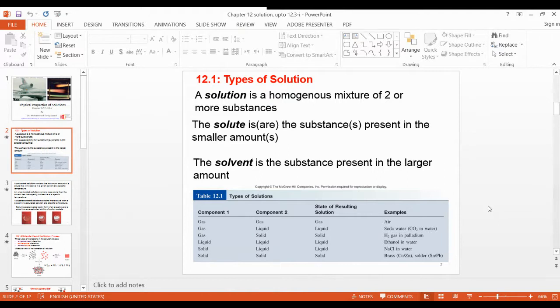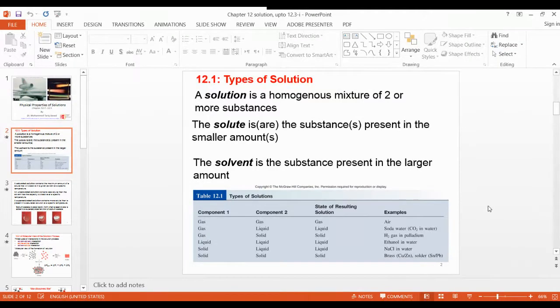This is also maybe a solid, liquid, gas. Anything can happen, right? Anything can be solute or solvent. But you have to decide on the basis of the quantity, less or more. Less quantity, solute; more quantity, solvent. These are the examples we have here.